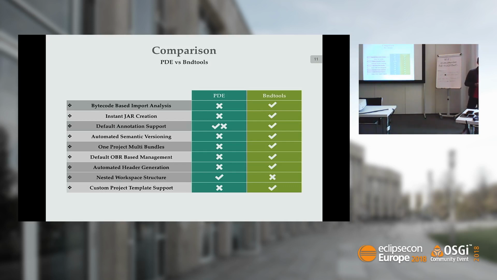Okay, moving on, we have automated header generation. In PDE, you have to explicitly add all the headers to the bundle manifest so that they become part of the final artifact, the target artifact. In Bndtools, you can leave the BND descriptor almost empty, and Bndtools generates all the required headers for you as well.